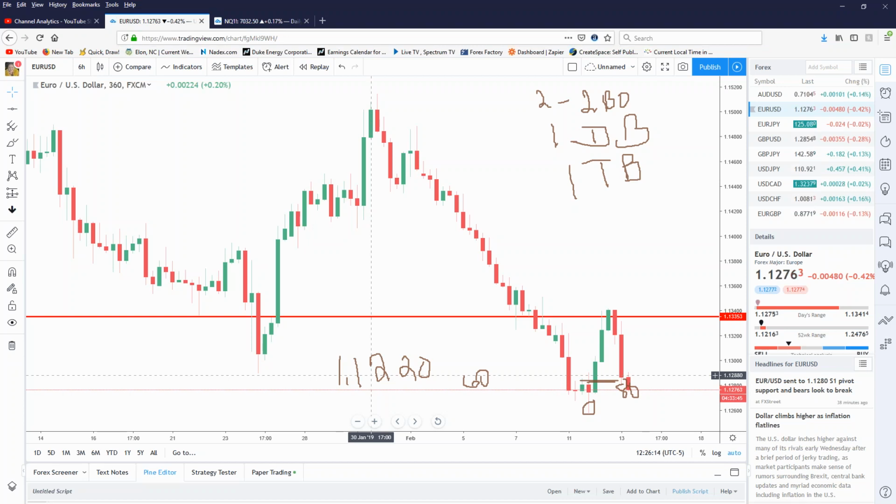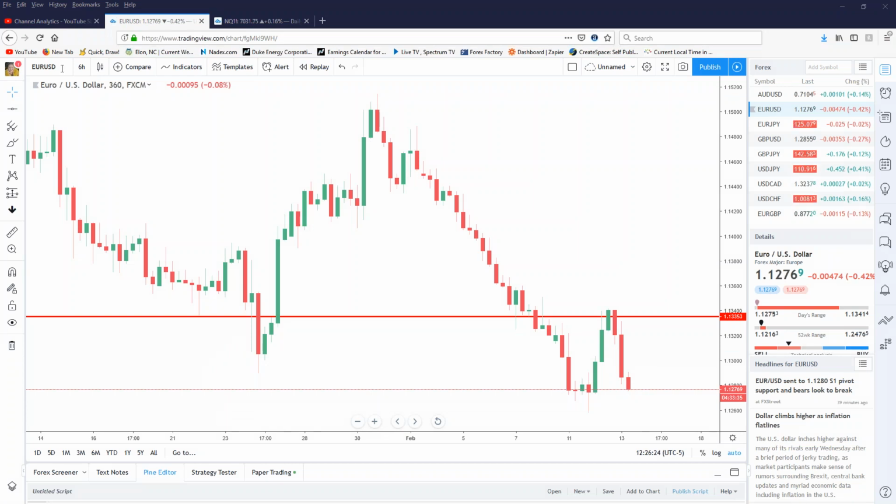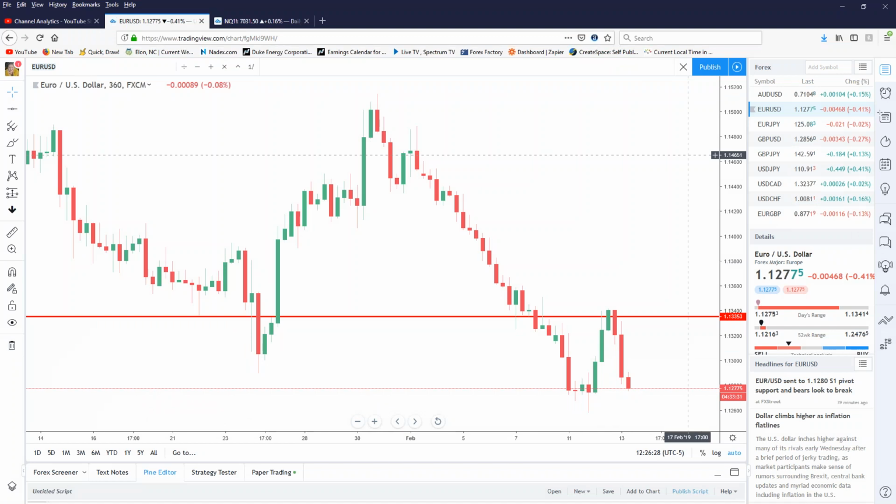But I don't always wait for the worst case scenario. Well, today is a good day to show you. It happened actually on the British pound. And this is what I mean by worst case scenario.